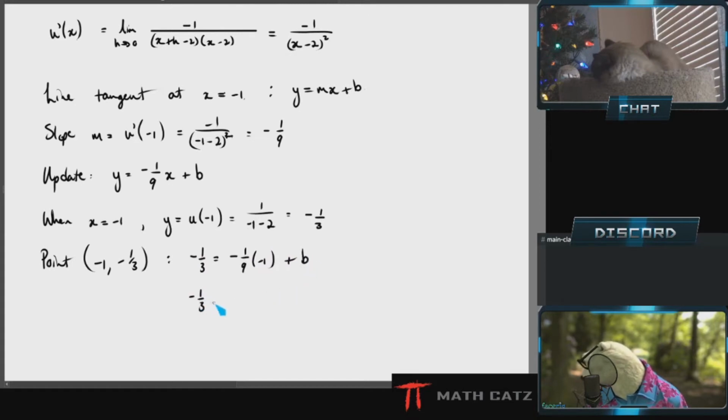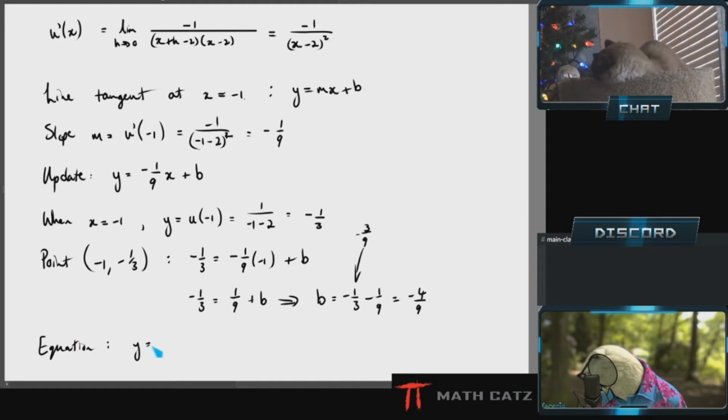So I have negative 1/3 on the left side. I have positive 1 over 9 on the other side. So that means b is negative 1/3 minus 1 over 9. This guy over here is 3 over 9, or negative at least, so it'll be negative 4 over 9. So my equation finally is y equals negative 1 over 9 x minus 4 over 9. There we go.